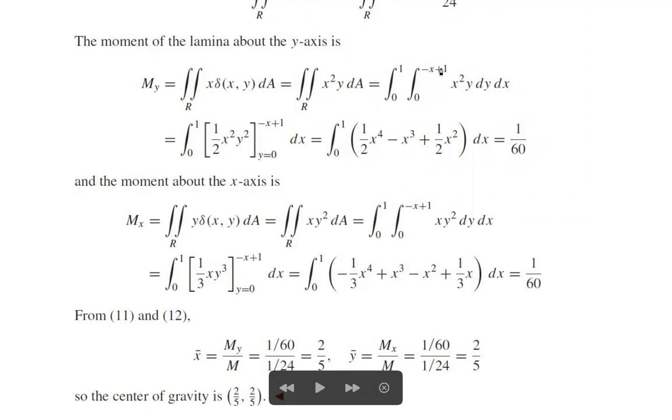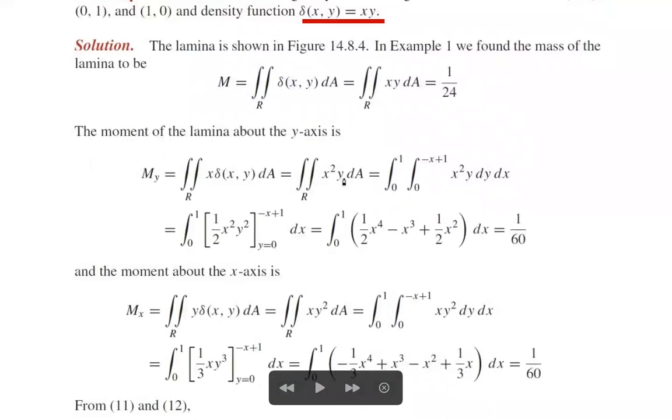Integrate the function x squared y. Delta x y is equal to x into y, so x into x into y gives x squared y. We integrate the function, and we will get 1 by 60 as the solution.